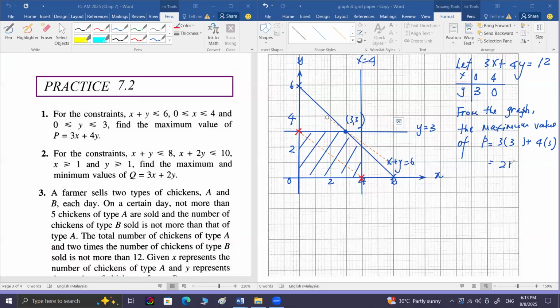Same, okay, we got 4 lines. X plus y equals 8. You apply 8, 8. X plus 2y equals 10. You find any 2 points. So class, is it okay for me to delete this? Yeah, okay, next.